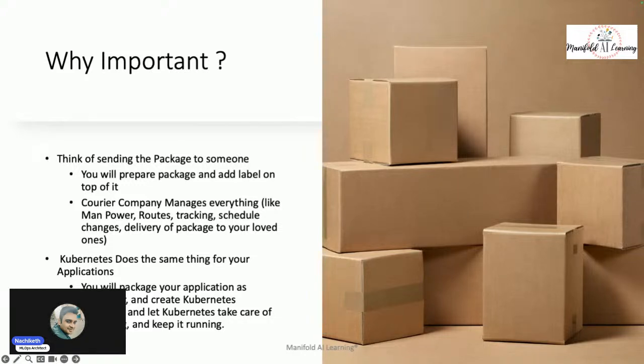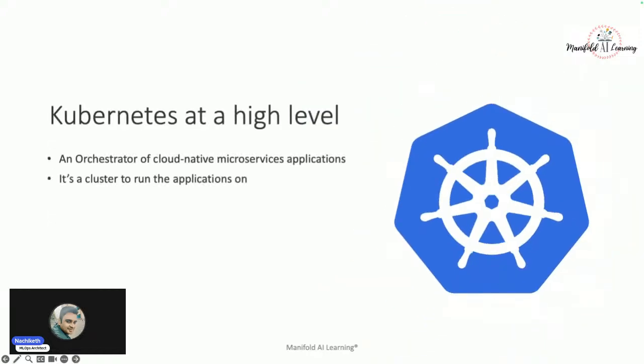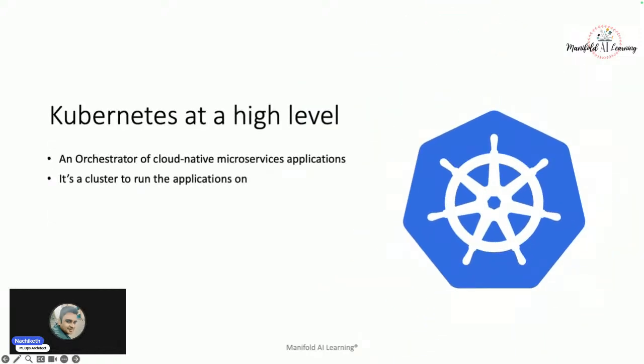So now that you have understood about Kubernetes, okay, let's go ahead and understand the architecture of Kubernetes. So let's see how the architecture of Kubernetes would look like. That would give you a picture about what is Kubernetes and how everything would work together. When we talk about Kubernetes at a very high level, as I mentioned, it's a cloud native microservices application orchestrator, and it's a cluster where my applications would run.